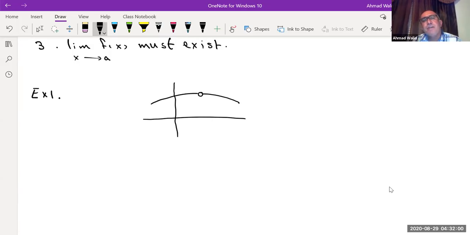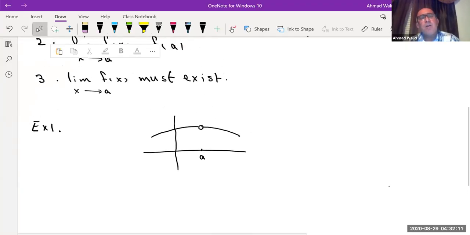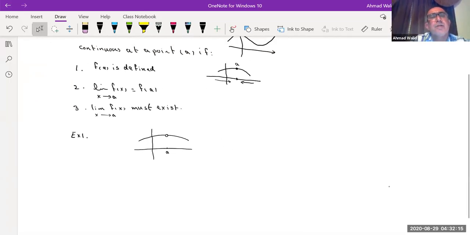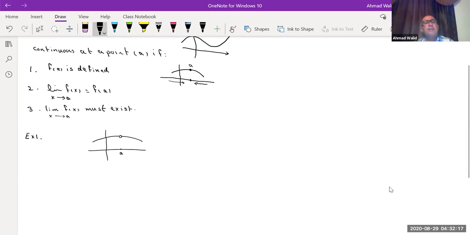A very simple function. This point is A, correct? Let's see. I'll zoom out my page a little bit because I also want to show you the 3 criteria. In this example, let's check all 3 conditions.